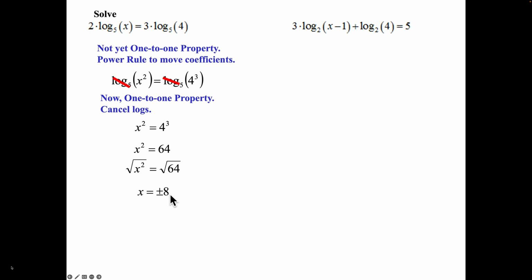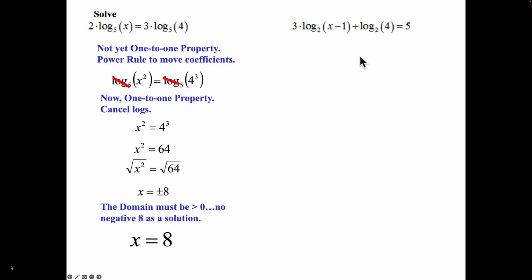And, oops, wait a minute. The negative 8 will not work because the argument on the inside has to be greater than 0. So negative 8 is not bigger than 0. Remember, the domain for x is 0 to infinity. Negative 8 is to the left of 0, so we have to throw that out and just keep the 8.